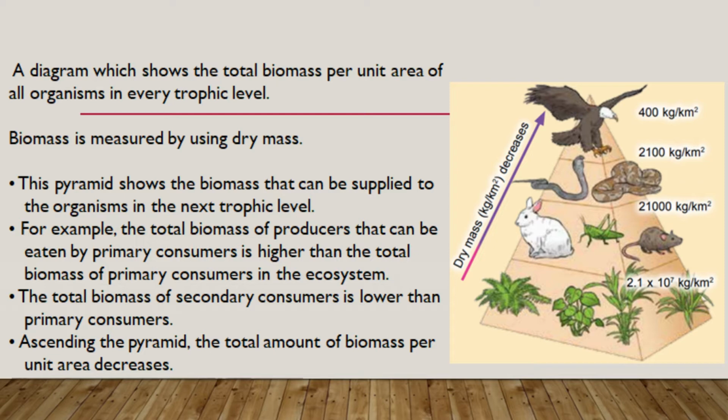For example, the total biomass of producers that can be eaten by primary consumers is higher compared to the total biomass of primary consumers in the ecosystem. The total biomass of secondary consumers is lower compared to primary consumers. And ascending the pyramid, the total amount of biomass per unit area decreases.